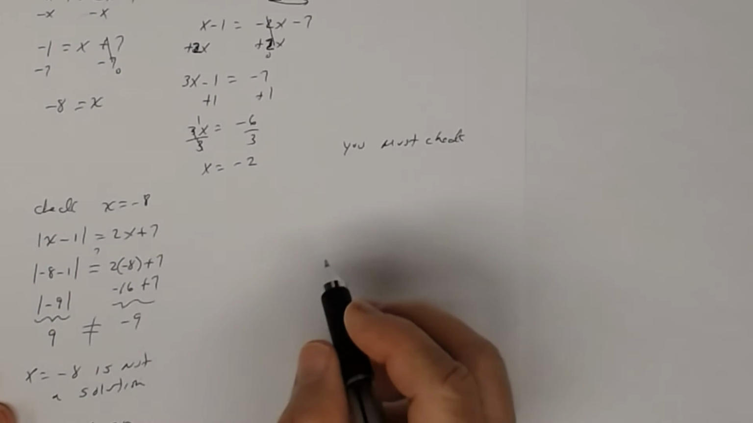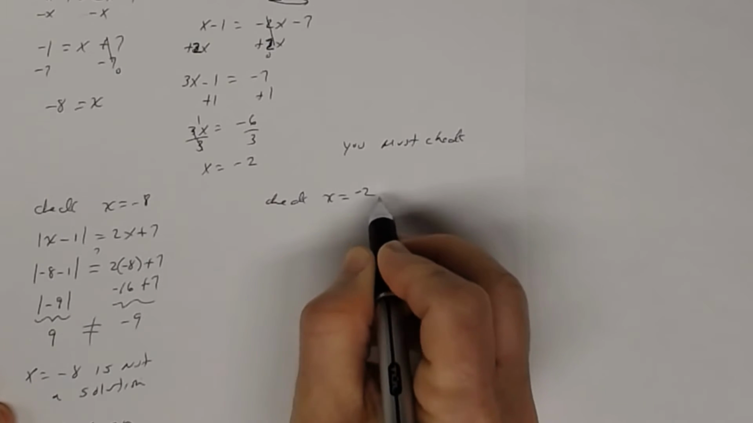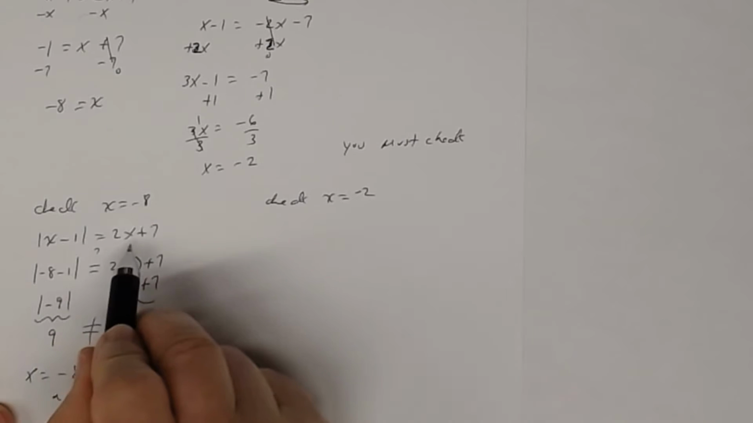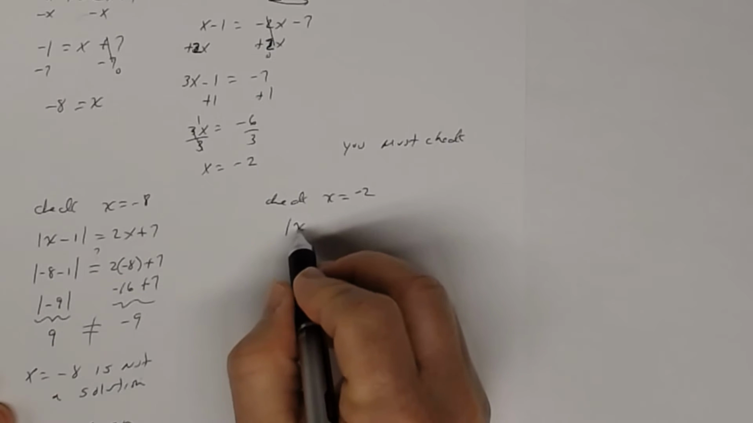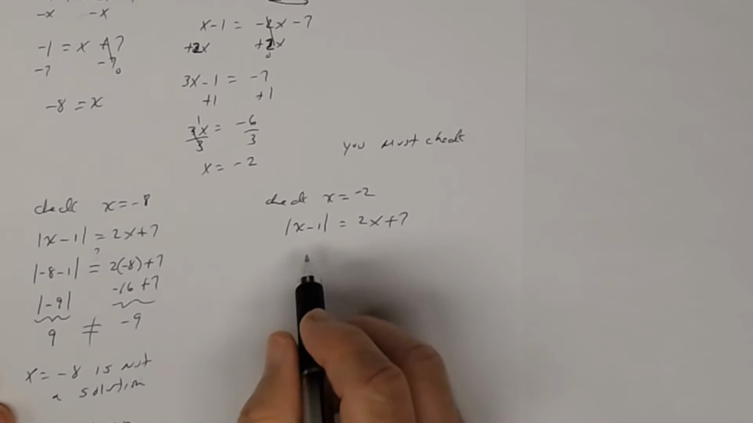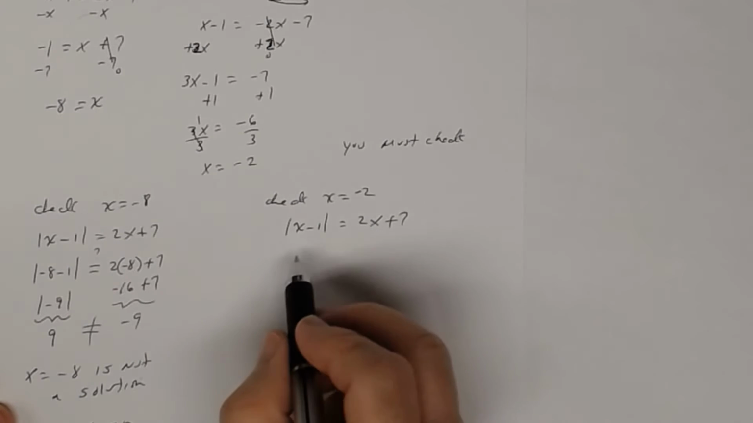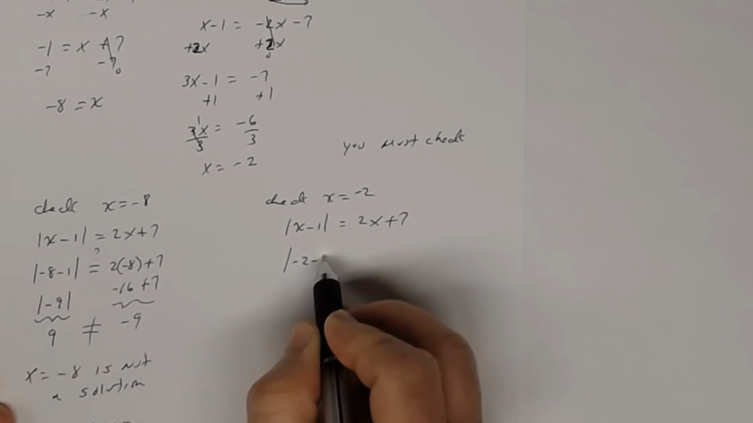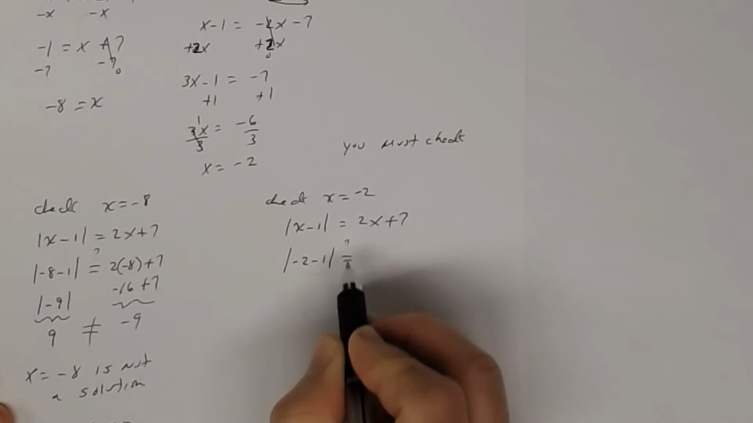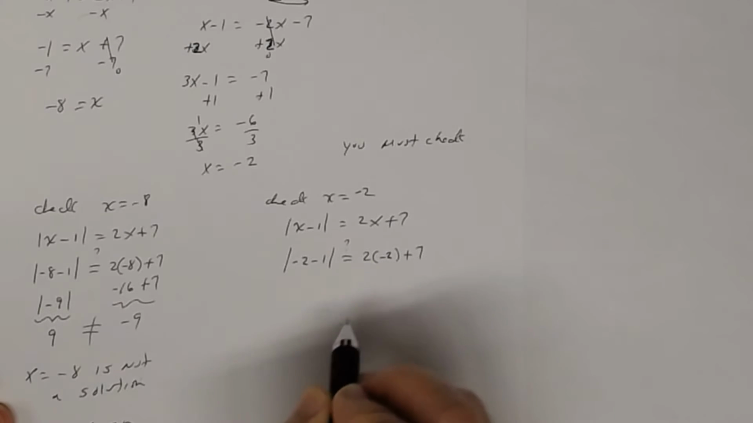So let's check x equal negative 2. And you go back to the original. Remember the original. You must always go back to the original, because that's what you're checking the solutions for. Okay, so for x, I'm going to substitute negative 2. So I get the absolute value of negative 2 minus 1, and I want to see if that's going to equal 2 times negative 2 plus 7.